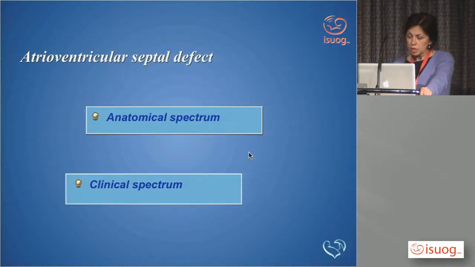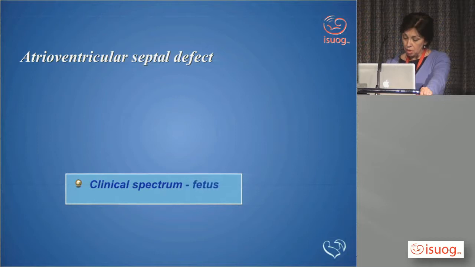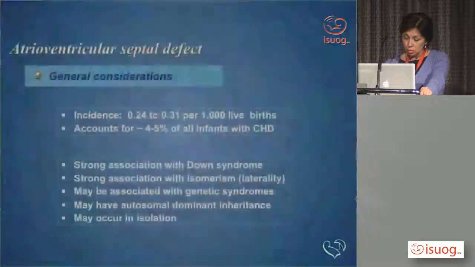There is obviously a whole spectrum, anatomical spectrum, which is what I'm going to concentrate on because that is what is going to influence what you see on the ultrasound of the heart. But obviously there is a clinical spectrum postnatally, which I'm not going to talk about, and there is a clinical spectrum prenatally, which I will just mention briefly because that's your job as fetal medicine specialist, and you're better than me at doing that. So if you look at the clinical spectrum in the fetus, why is it so important?